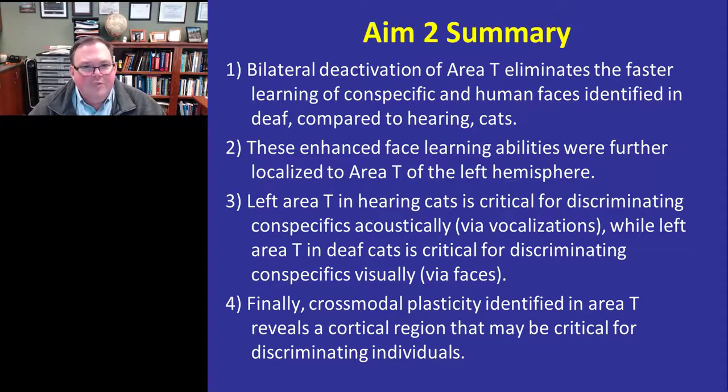So to summarize this part, we find that bilateral deactivation of area T eliminates the faster learning of conspecific and human faces identified in deaf compared to hearing cats. These enhanced face learning abilities were further localized to area T of the left hemisphere. Third, left area T in hearing animals is critical for discriminating conspecifics acoustically via vocalizations, while left area T in deaf cats is critical for discriminating conspecifics visually via faces. Finally, cross-modal plasticity identified in area T reveals a cortical region that may be critical in discriminating individuals.